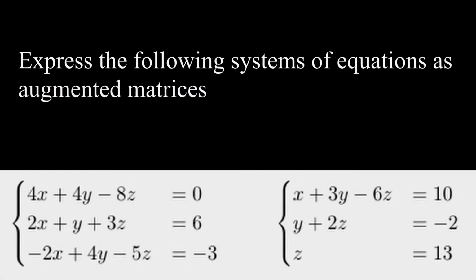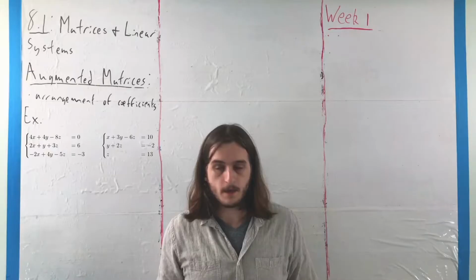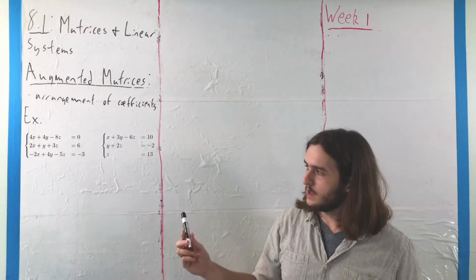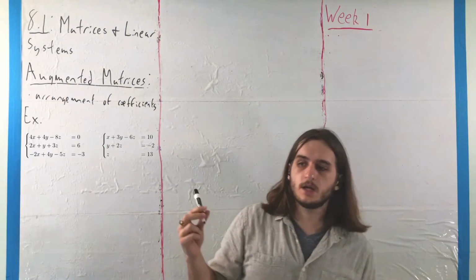So now let's take a look at some examples where we have two systems of linear equations, one that should be a little familiar and one that's a little bit different, but both 3 by 3, as it were, where we're going to translate these into augmented matrices. So what we're going to do is look at our systems and identify coefficients.